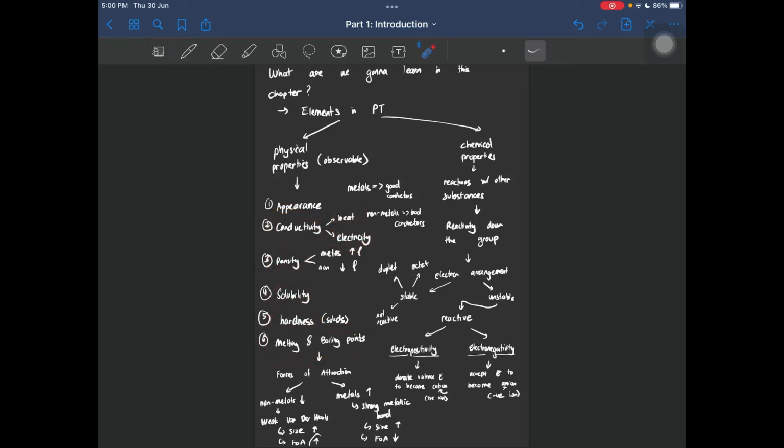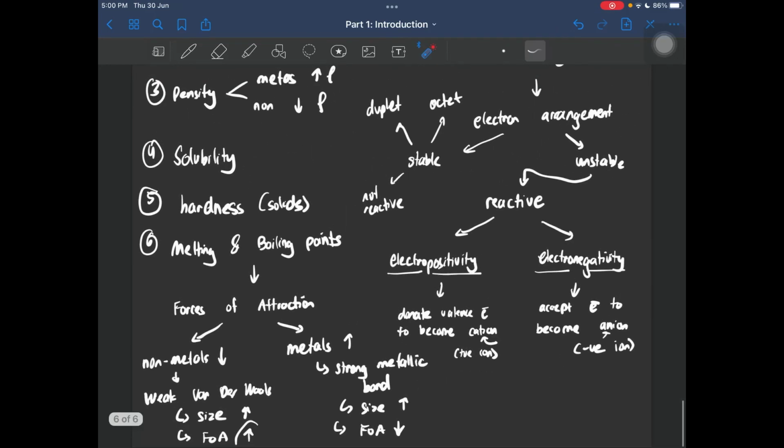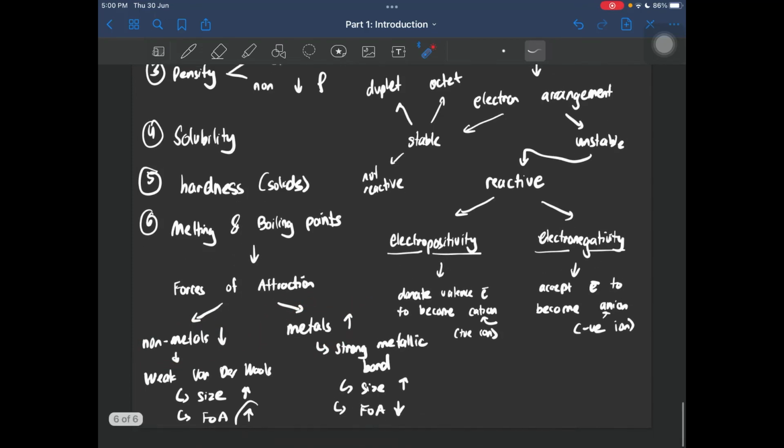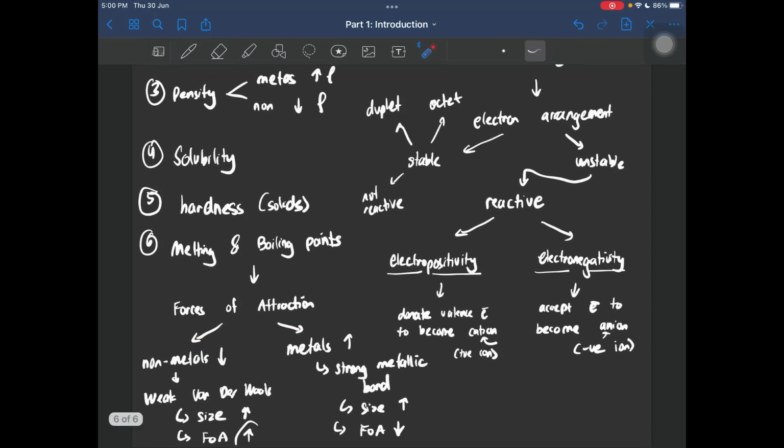And in general, for conductivity, metals are good conductors, non-metals are bad conductors, meaning they are good insulators. For density, metals usually have high density, non-metals have low density. For melting and boiling point, in general, non-metals have low melting and boiling points, while metals have high melting and boiling points. And non-metals are held together by weak van der Waals forces of attraction, while metals are held together by strong metallic bonds.